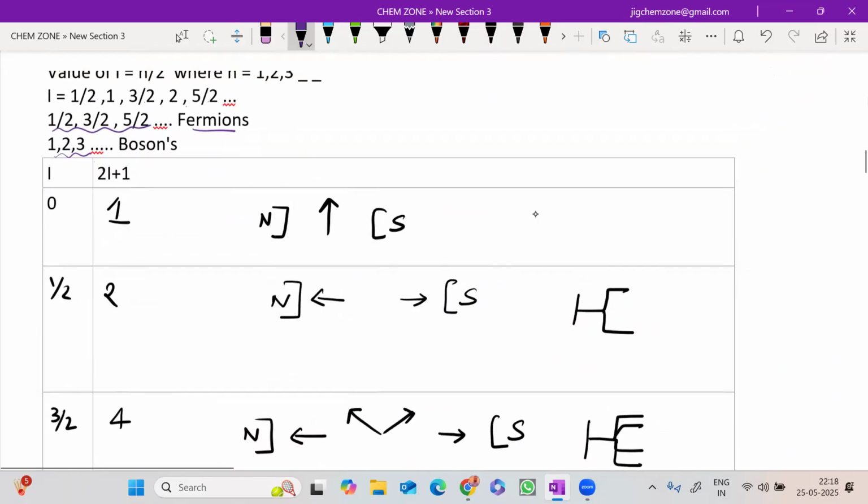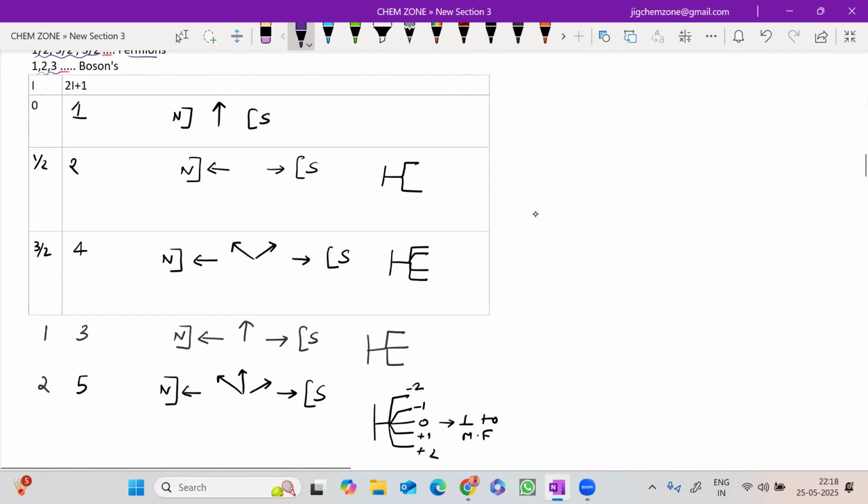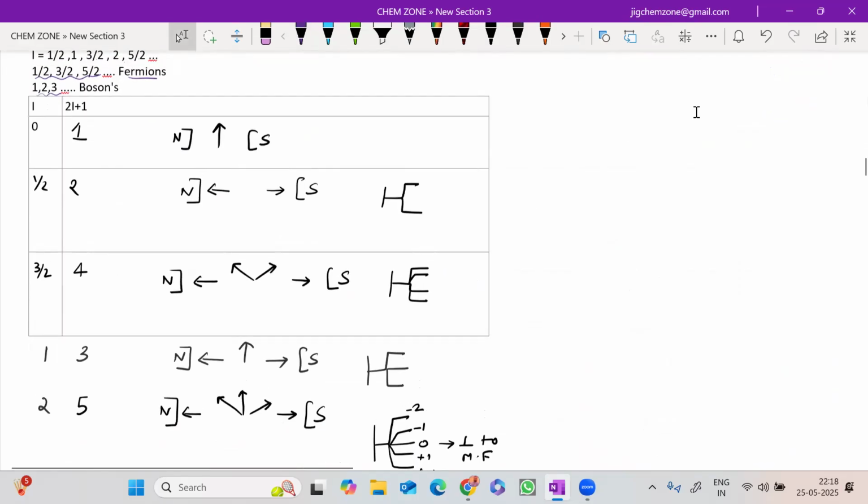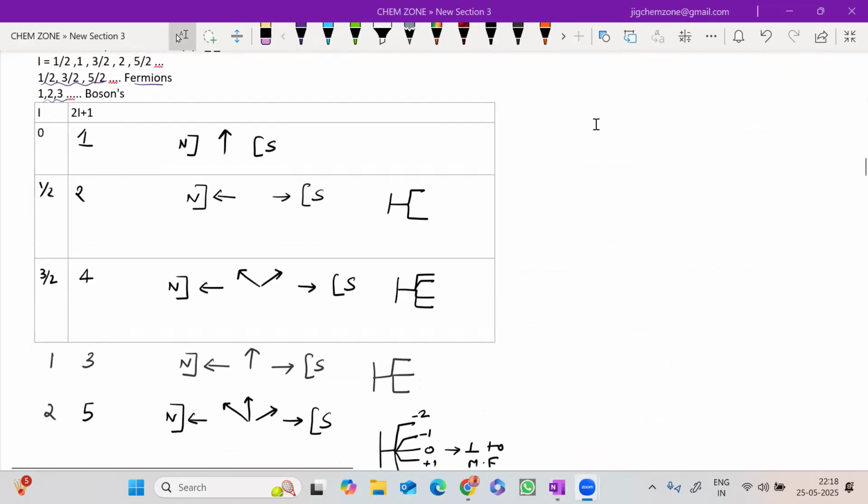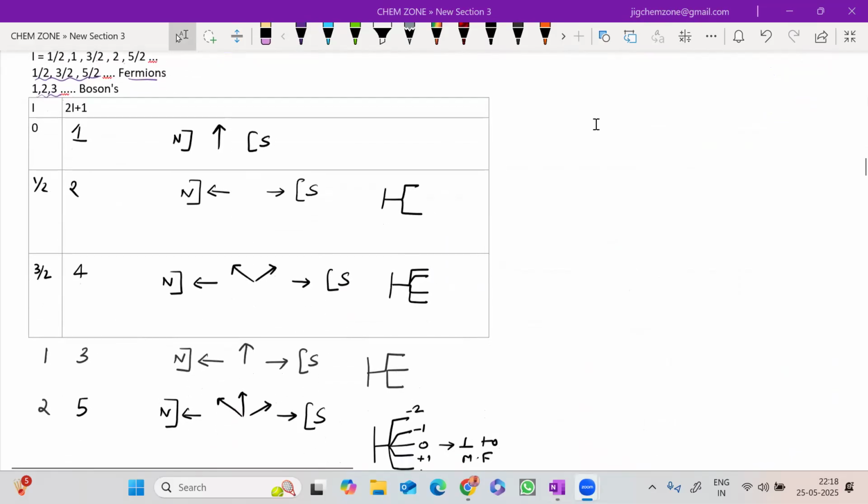Now, these are the possible orientations for a free nucleus in the magnetic field. If the value of I is 0, there is only one possible orientation, which is perpendicular to the magnetic field. While in case of I value half, there are two possible orientations. One is in the direction of the magnetic field, one is in the opposite direction of the magnetic field. By graph, you can show that this is the energy, these are the two orientation values, say plus half or minus half.